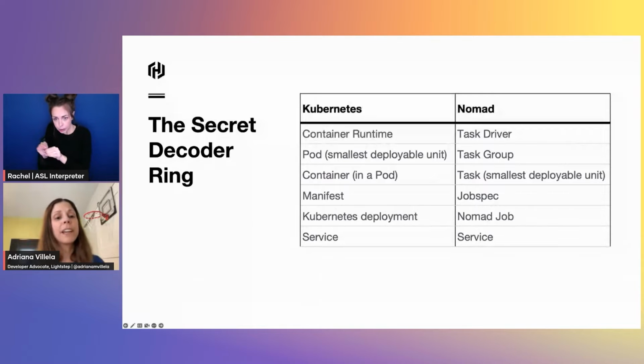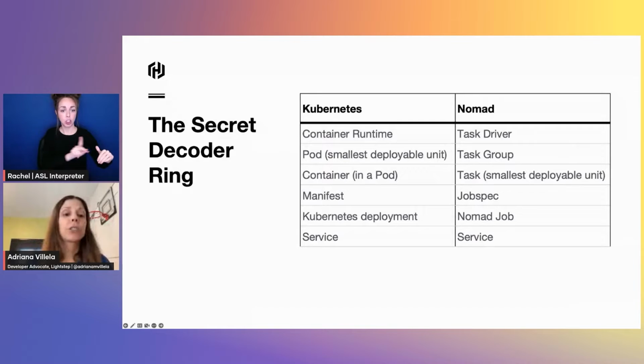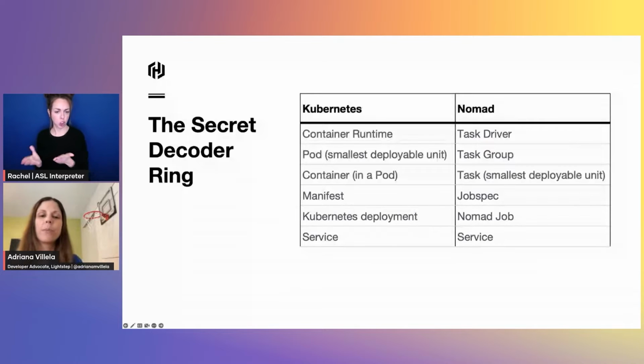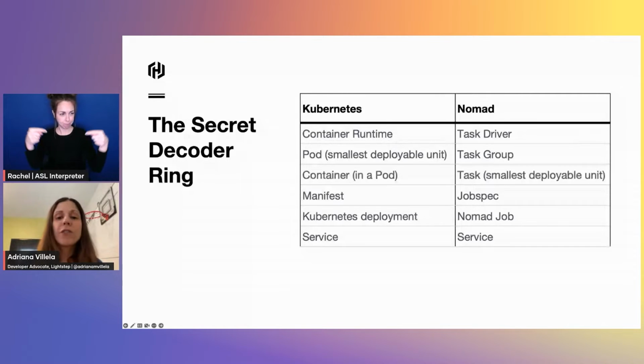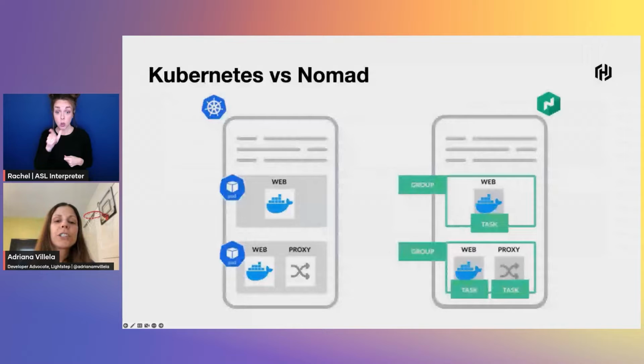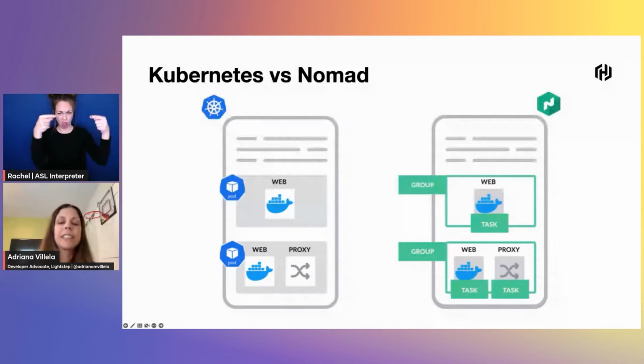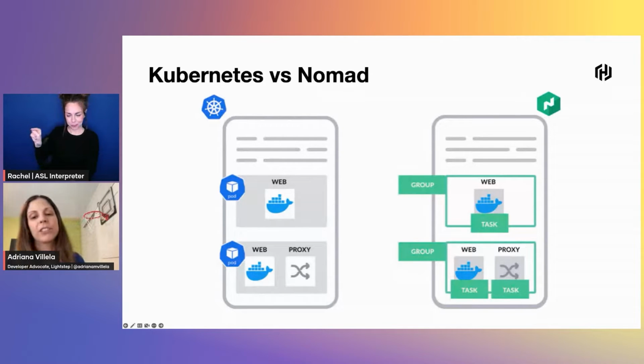In Kubernetes, we have a manifest. In Nomad, we have a job spec. In Kubernetes, we refer to Kubernetes deployments. In Nomad, we refer to Nomad jobs. And then we have services for Kubernetes and Nomad. Now, for those who are more visual learners, there's a nice little visualization of what I mentioned, also courtesy of that wonderful HashiCorp blog post that I mentioned earlier.